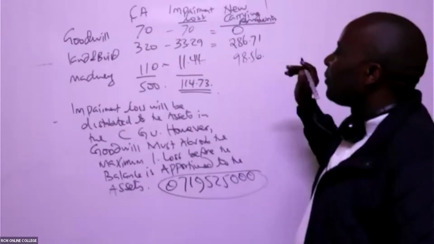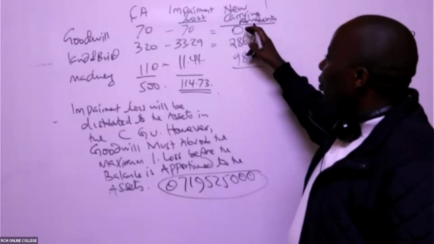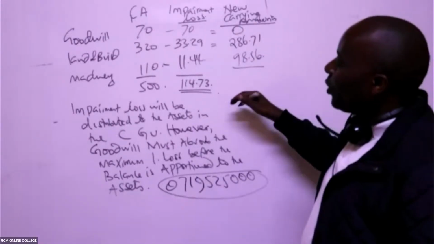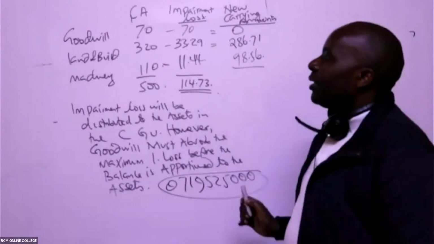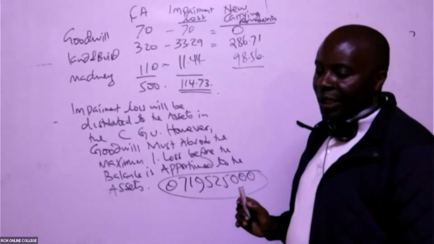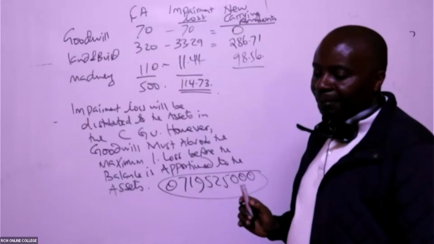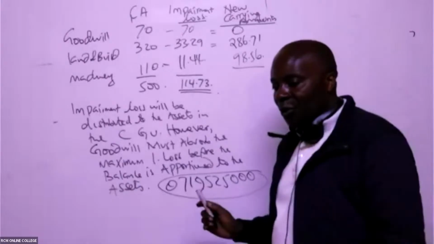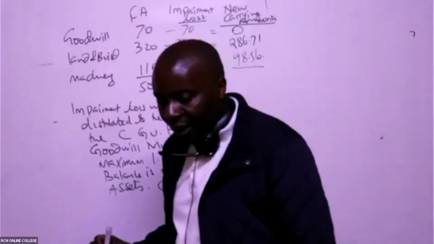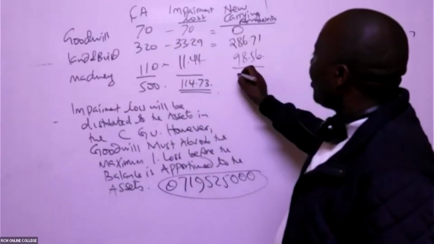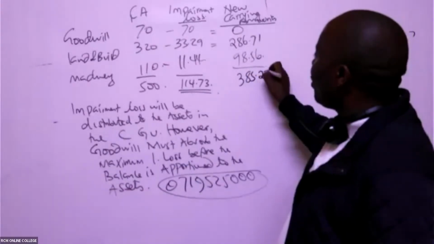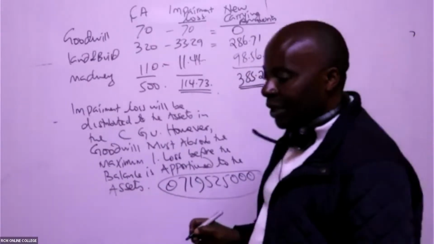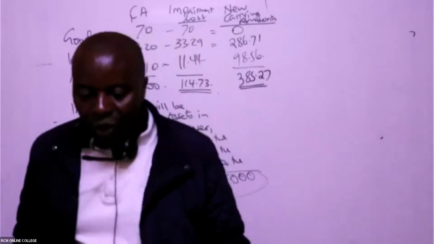Great. And of course, if you wish, you can add this, which will be the same as this minus this. What value does it give us? 385.27.